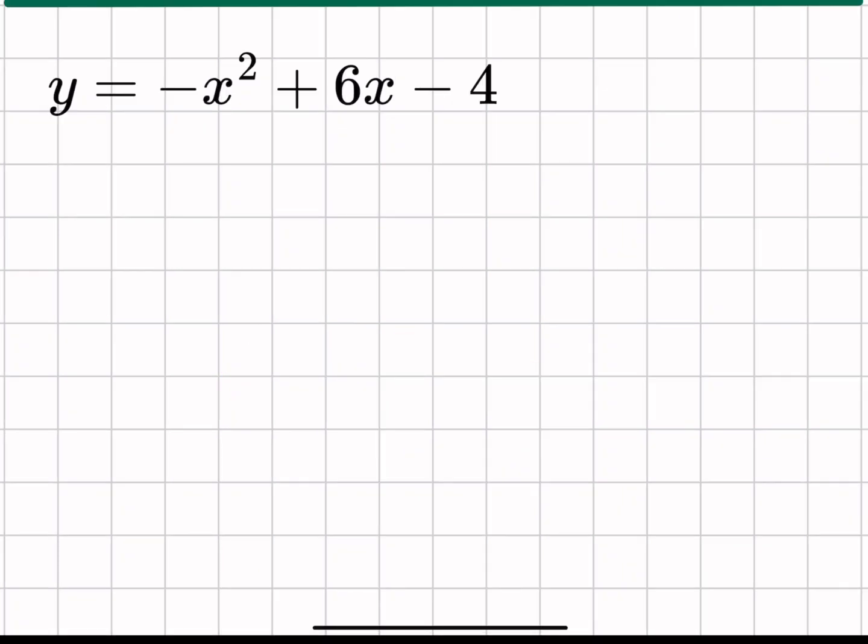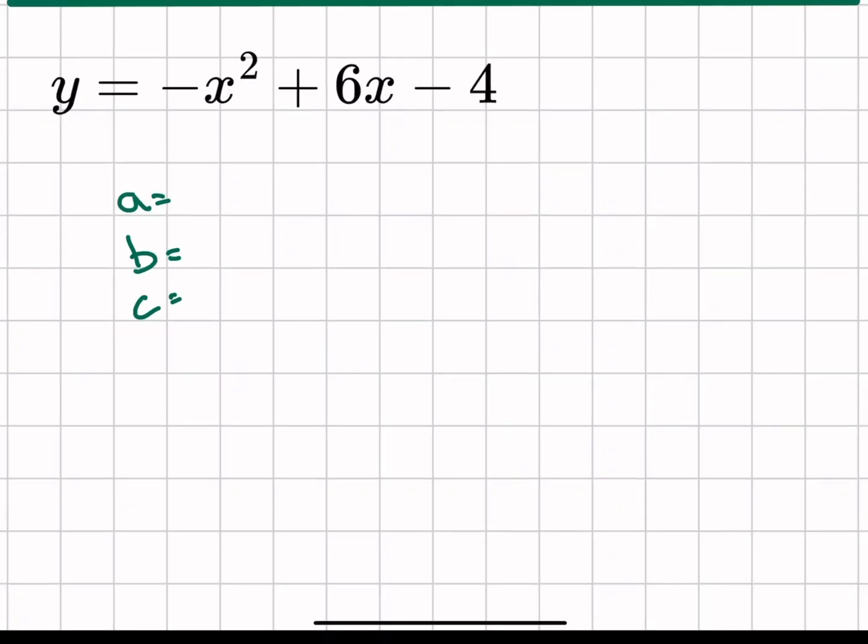This is problem number 24 on your midterm review. And as always, I'm going to start by identifying the a, b, and c values. I just have a negative in front of this x squared, but we've gone through several examples of this, so hopefully you remember that this is -1. Our b value is 6, and our c value is -4.